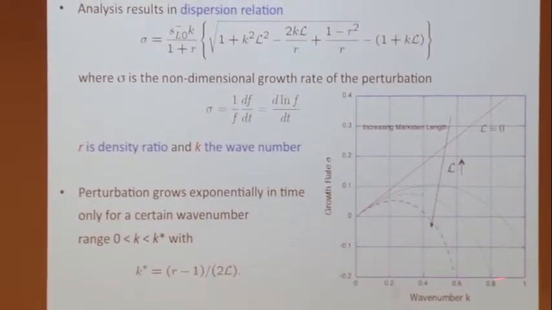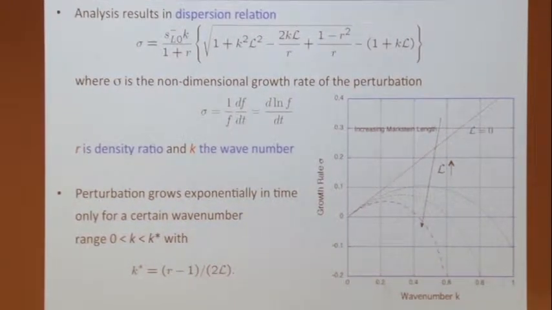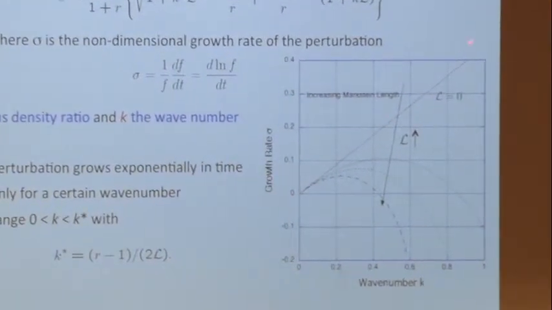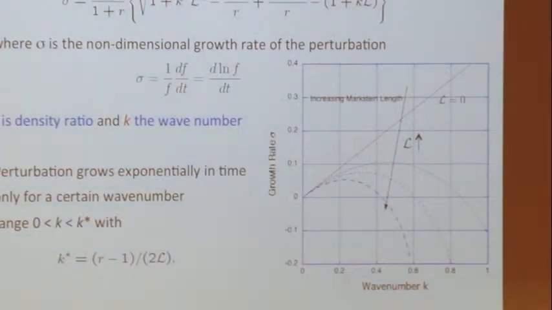That says for any wave number, the dispersion relation, you know these things. This is the growth rate of a perturbation. If it's positive, you get an instability. If it's negative, it has a stabilizing effect. So the wave number is 1 over the wavelength, which means a large wave number is a small wavelength perturbation.